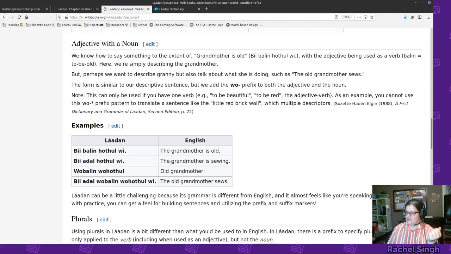So if we say the grandmother is sewing, be adal hothul. So if we wanted to add that all together, here's sewing, here's old grandmother. And generally it'll be in the same kind of order as in English, like old grandmother. You don't have to worry about the sentence order there. So be adal wobalan wohothul with.